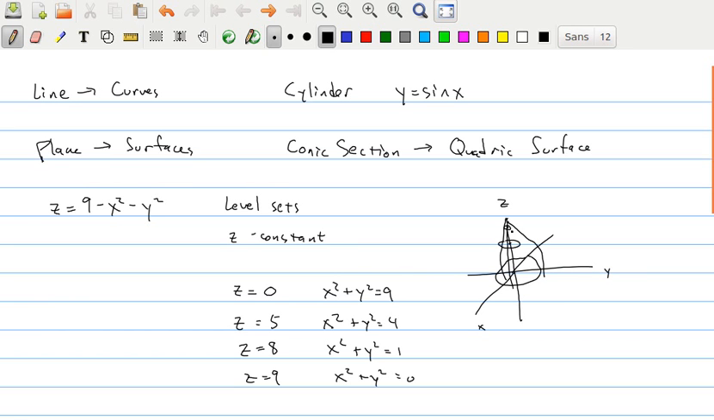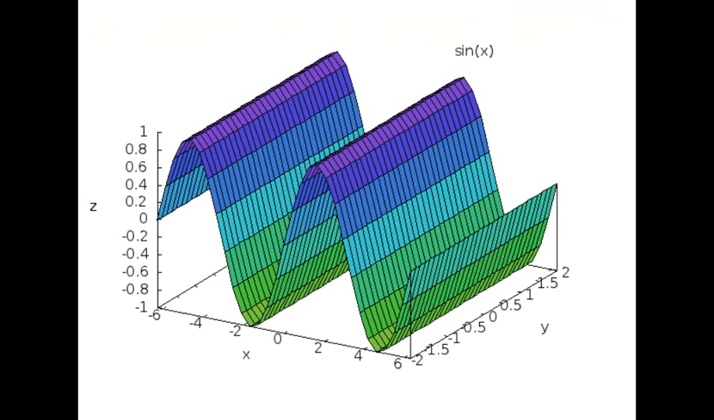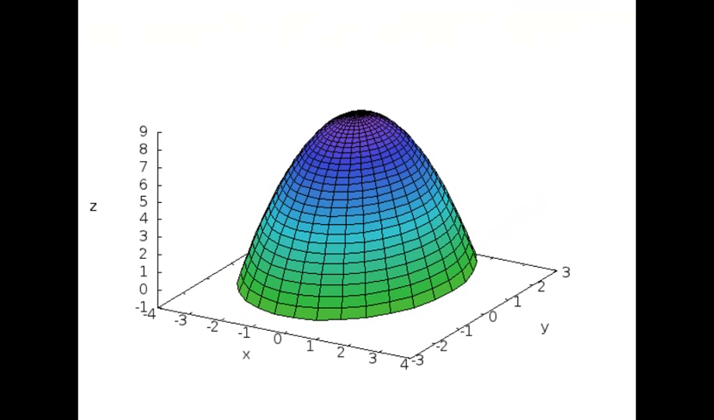We'll see an actual professional graph of this in a second. So we should have this, we have a bunch of circles. The circles get smaller as we go up the z-axis, they get bigger as we go down the z-axis. And that gives us this picture right here. And this is called an elliptic paraboloid.